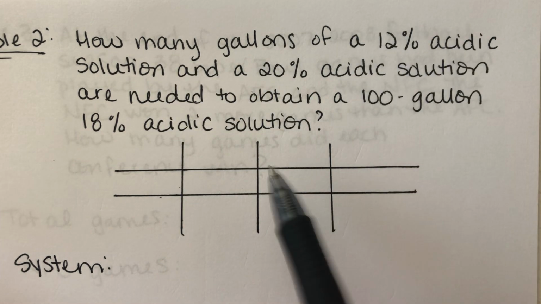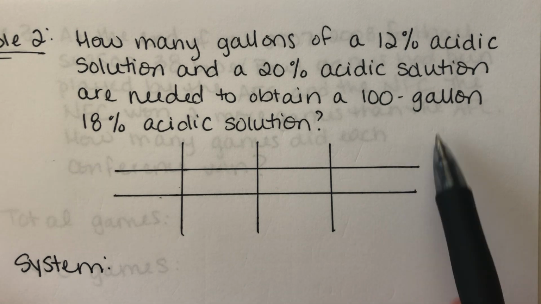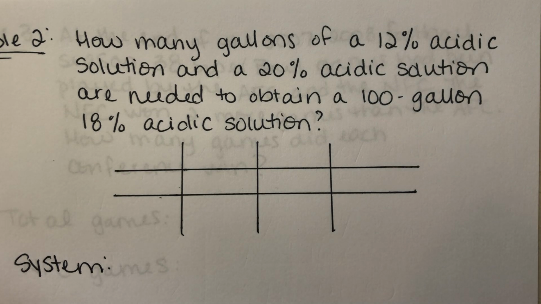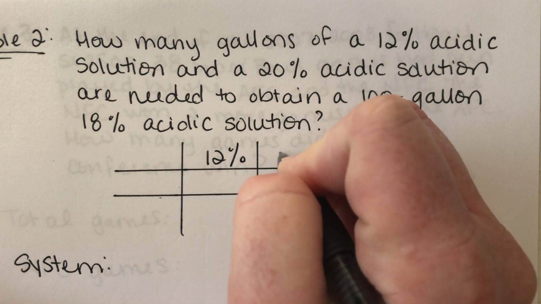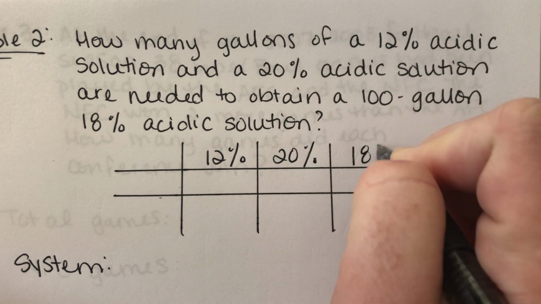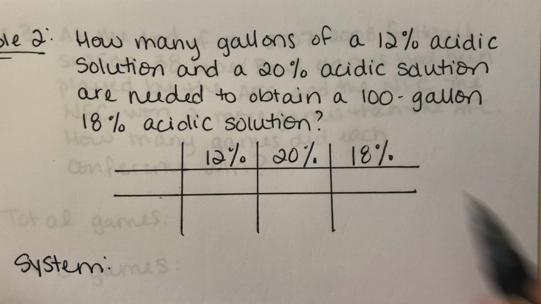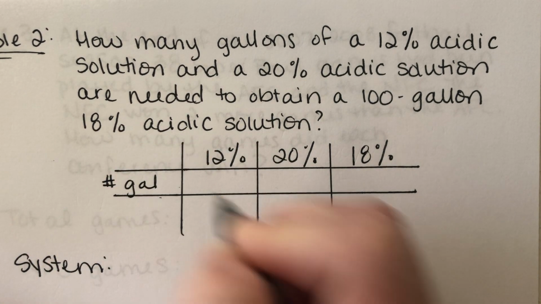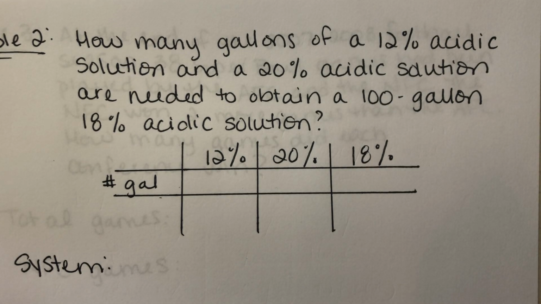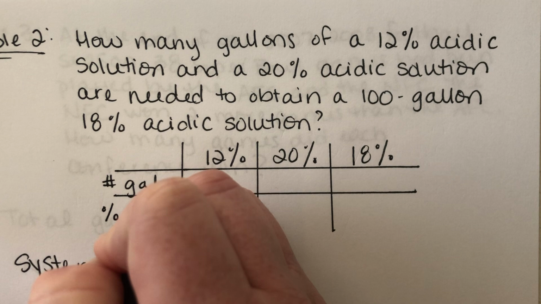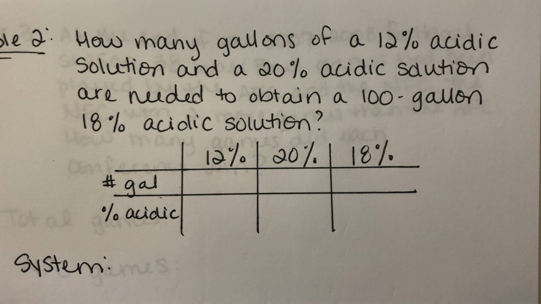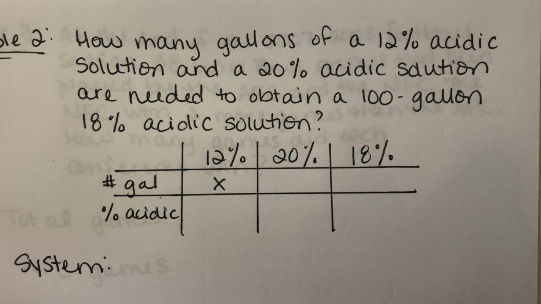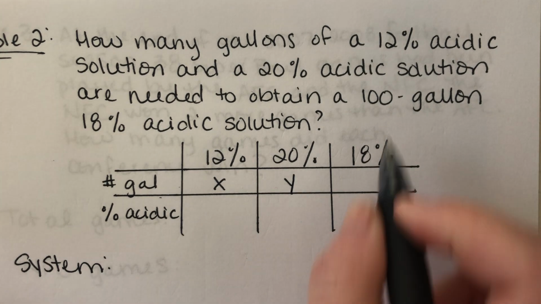So how much of this plus how much of this do I need to give me 100 gallons of an 18% solution, right? So I'm going to write my 12%, my 20%, and my 18%. And first, I'm going to think of it as just the number of gallons, right? Just the actual amount of liquid that I have. And then second, I want to think about the percent that's acidic. Okay, so how many gallons of the 12% do I have? Don't know. X. How many of the 20 do I have? Don't know. Y. How many of the 18 do I have? 100.